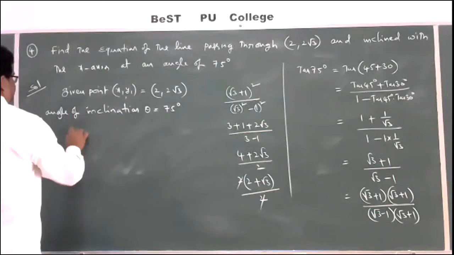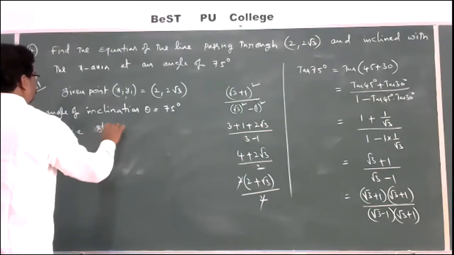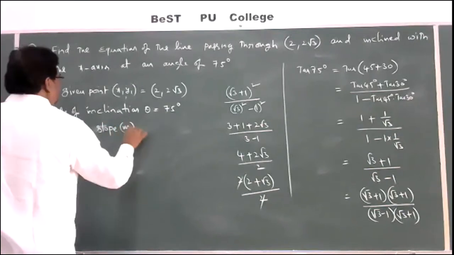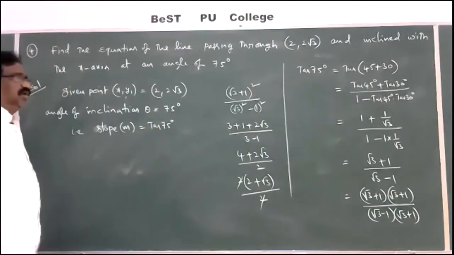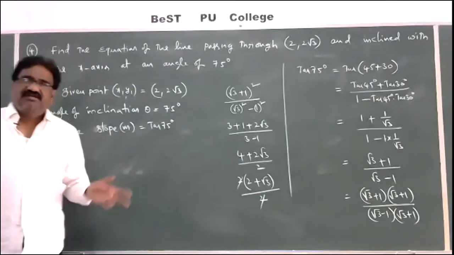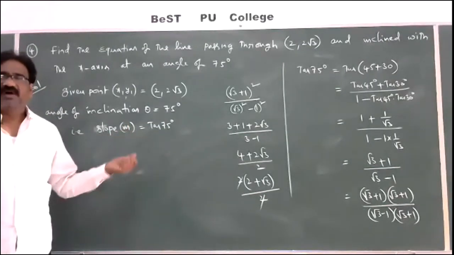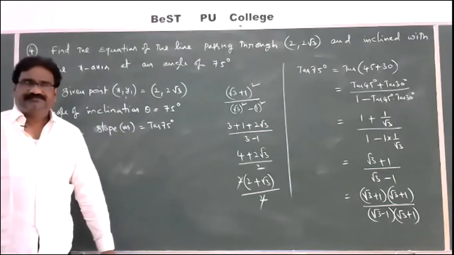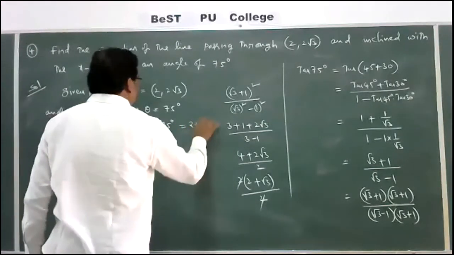That is, slope m is equal to tan 75 degrees. If you know the inclination, where theta is the inclination of a line, the slope of the line is tan theta. So tan 75 degrees is 2 plus root 3.